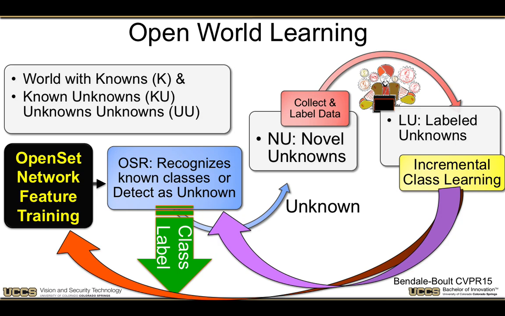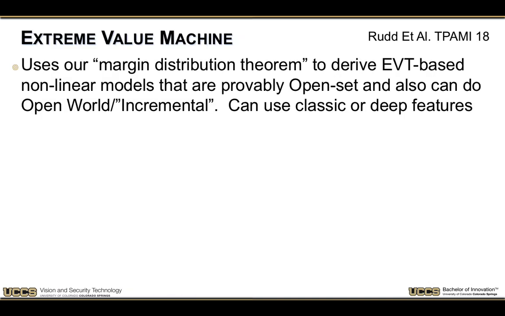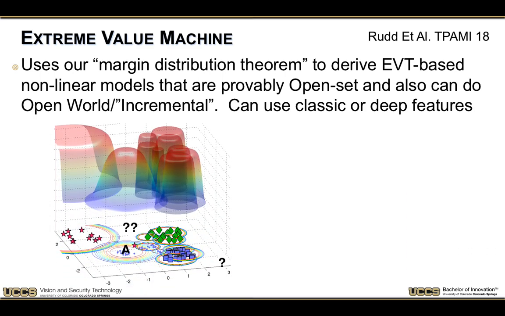Okay? There's a whole bunch of things in this space that are related in terms of few-shot learning and incremental learning. They're all pieces of this much larger problem. We developed an algorithm that was published last year in PAMI called the extreme value machine, which uses a new kind of nonlinear thing based on our margin distribution theorem.